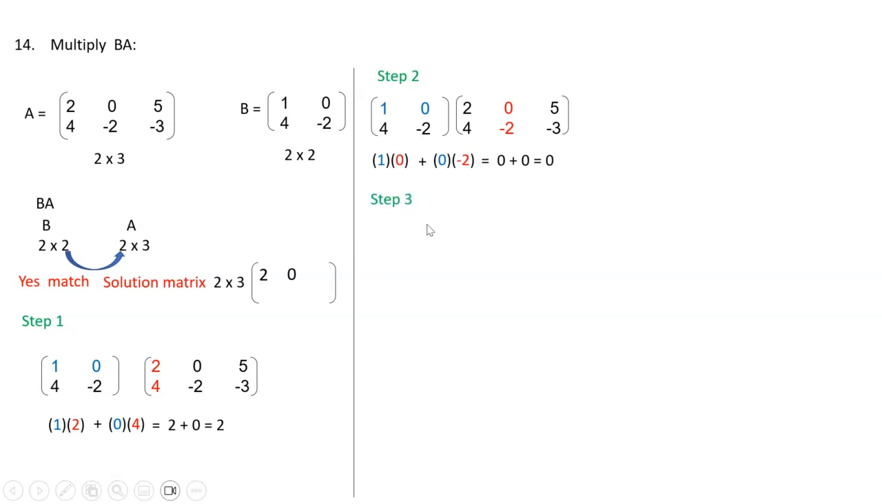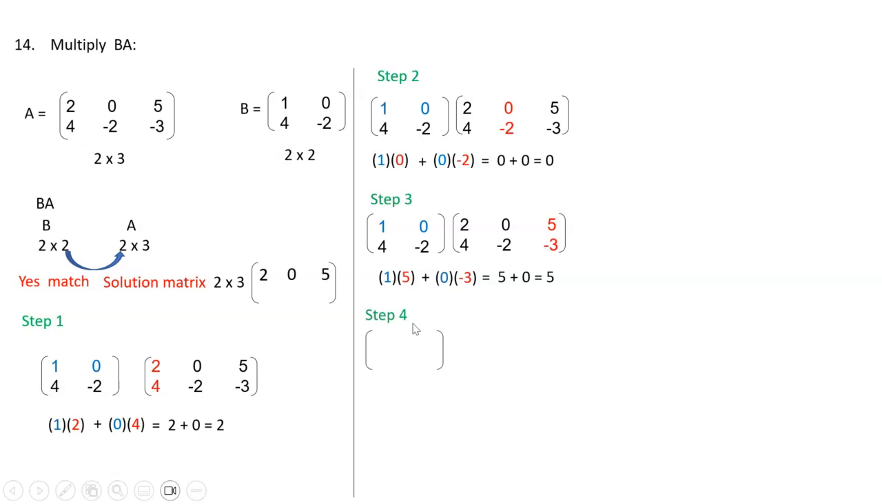Now comes my step 3. If you notice, I'm almost done with the row, right? I need to multiply by one more column, which is the 5 and the negative 3. So I'm going to multiply 1 times 5 and 0 times negative 3. We add them, it's going to give us 5. So this is my first row. Why is that, guys? Because there are no more columns to multiply by. That means that's your first row.